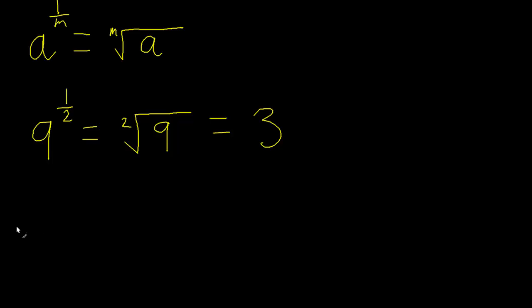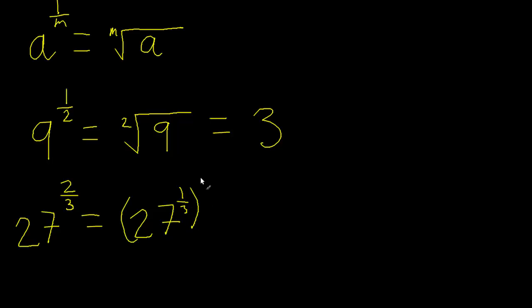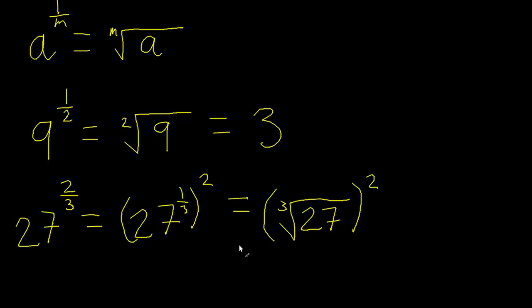Also, if we had something like 27 to the power of 2/3, here we just deal with the denominator part first. So we've really got 27 to the power of 1/3, and then we're going to square our answer. So 27 to the power of 1/3, from this definition above, we need to find the third root of 27, and then after we've done that, we're going to square our answer. So the cube root of 27 would be 3, and then we need to square that, which would give us 9.